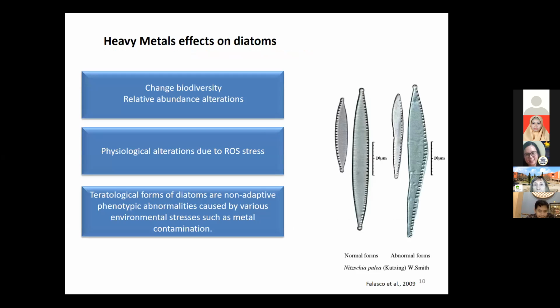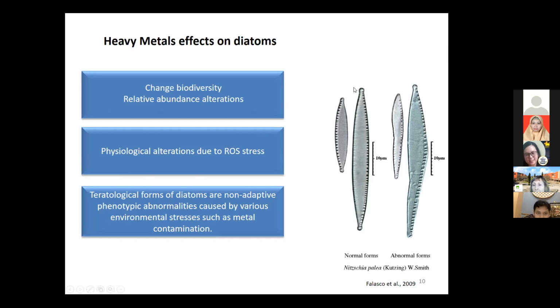In diatoms, heavy metals were shown to produce changes in the biodiversity of the communities, relative abundance alterations, also physiological and biochemical alterations due to oxidative stress, and also deformations in the valves, in the fossils of diatoms. These deformations can be produced by different stresses. One of the stresses that induce these alterations is metals.